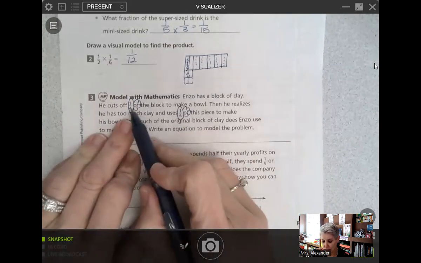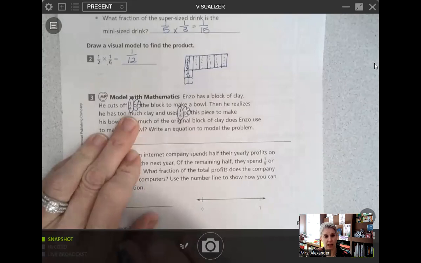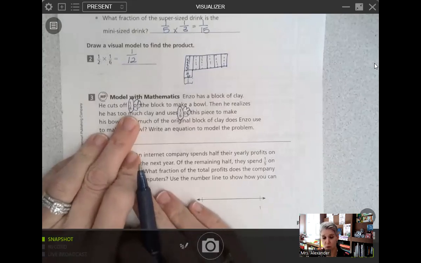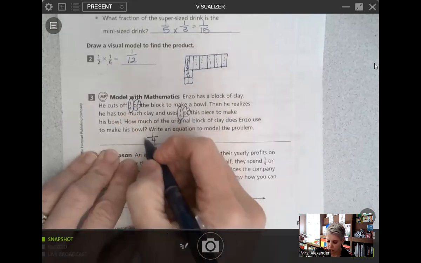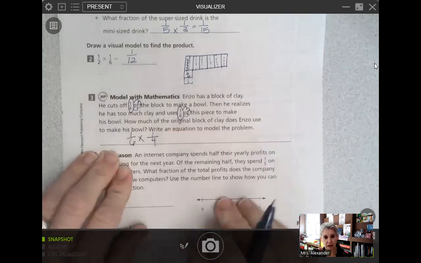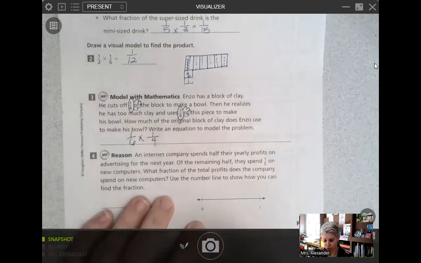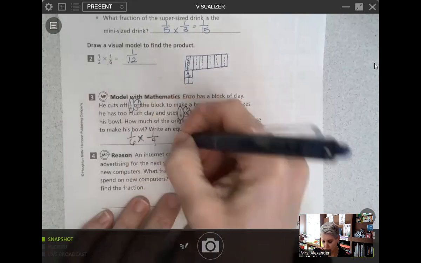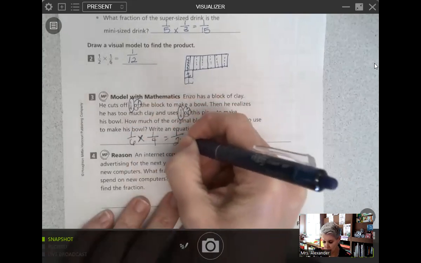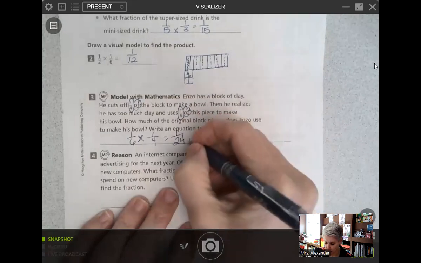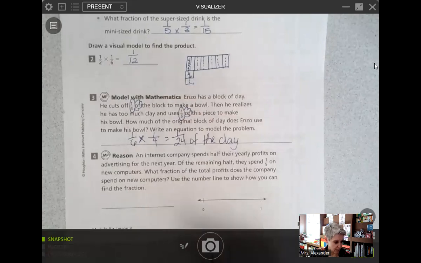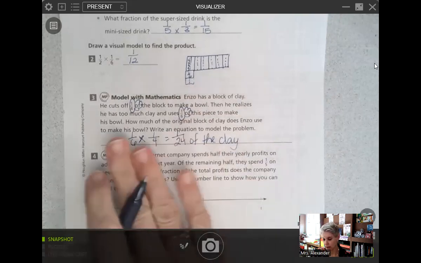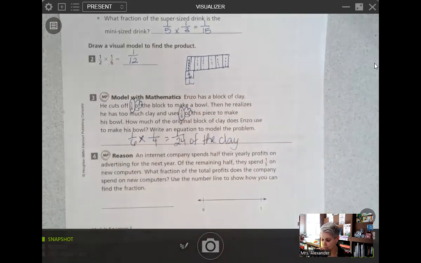So if you think about it, he had 1/4 of the entire block of clay. So 1/4 of 1, or 1/4 times 1, he has that 1/4, and he uses 1/6 of the 1/4. So notice I put that in front, 1/6 of the 1/4. So he has 1/24 of the clay. We're being very mindful of our labels, or of the original block, 1/24. So right there, we just needed an equation. It doesn't ask us to model that.